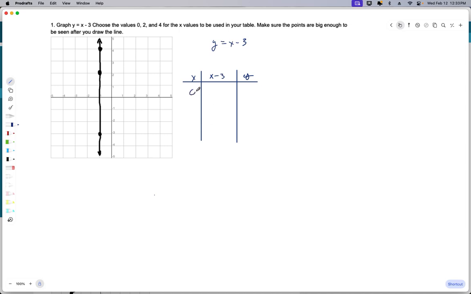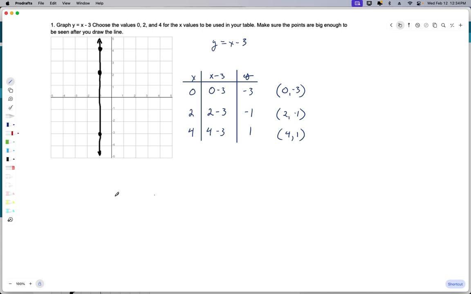We're going to use 0, 2, and 4 for our x values. 0 minus 3 is negative 3. 2 minus 3 is negative 1. And 4 minus 3 is a positive 1. Our first point is 0, negative 3. Our second point is 2, negative 1. And our third point is 4, positive 1.